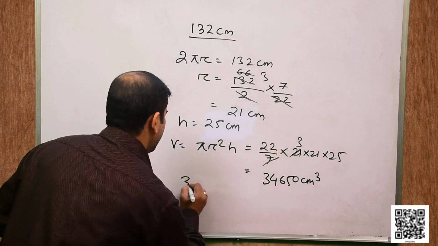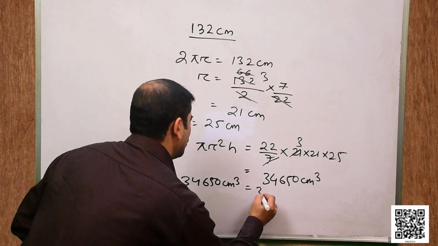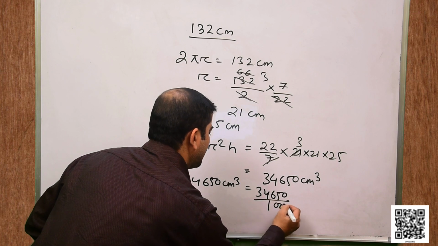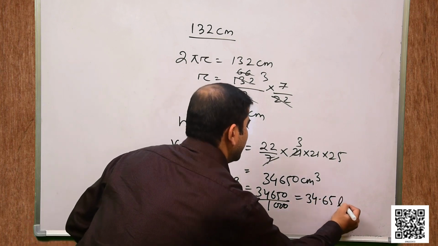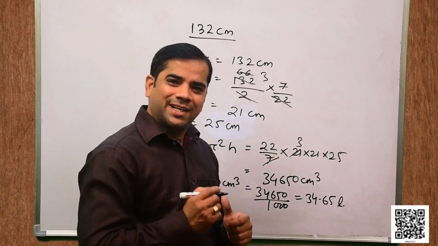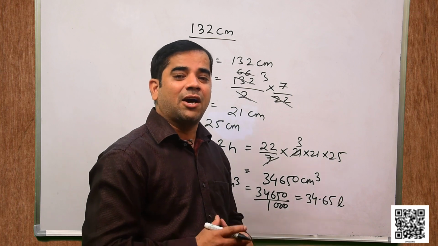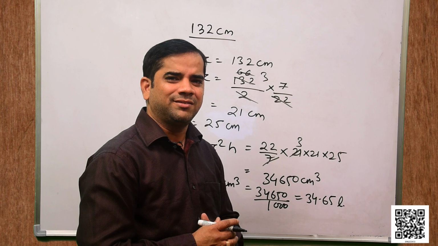So, 34650 centimeter cube is equal to 34650 divided by 1000, that is 34.65 liter. So, the cylindrical vessel can hold 34.65 liter of water. Okay. Hope you understand the solution for the question.